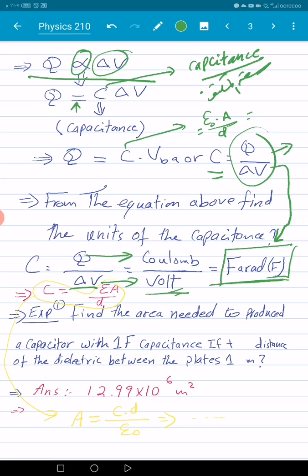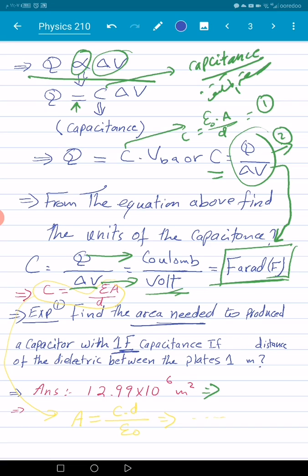Here are normal examples, just use the equations, equation 1 or equation 2, that is equation 1, that is equation 2, that is for C, that is also for C. But it depends what is the information inside the question. So example 1, I just want to check how you can use a capacitor with 1 farad capacitance. So find the area needed.